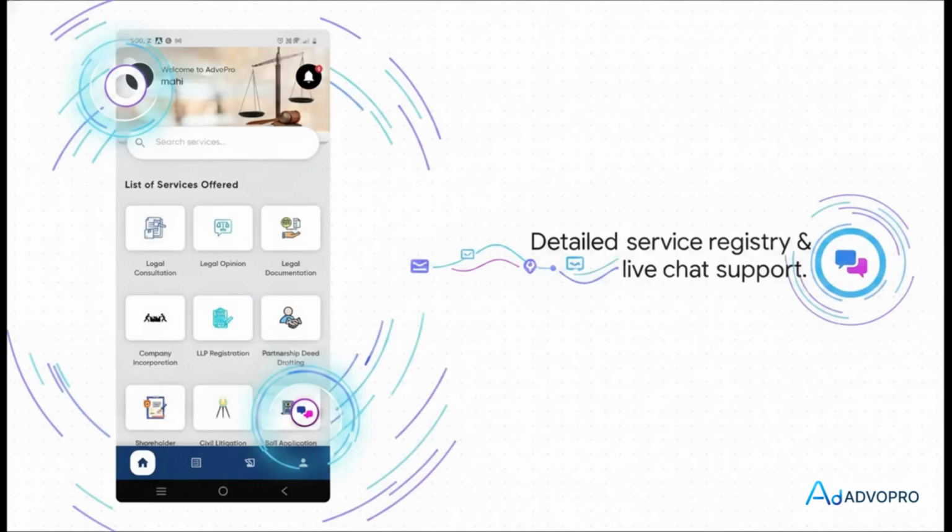Clients can intuitively browse your firm's master service registry. So whether they need a fresh legal consultation, a company incorporation, or a bail application, it's all right there at their fingertips. Plus, there is a secure, built-in live support chat. This means your clients can tap for immediate assistance directly within your secure app ecosystem. It completely eliminates the need for those chaotic, unsearchable WhatsApp threads, finally professionalizing your communication.